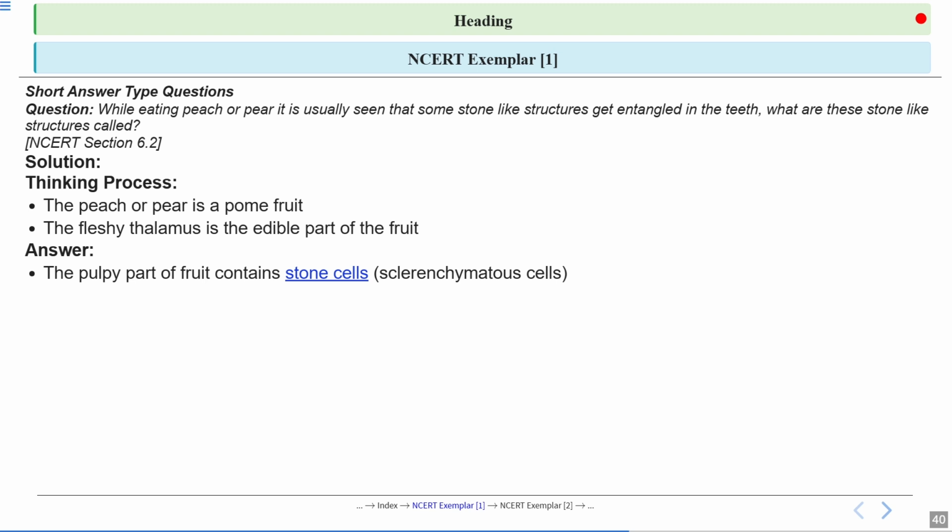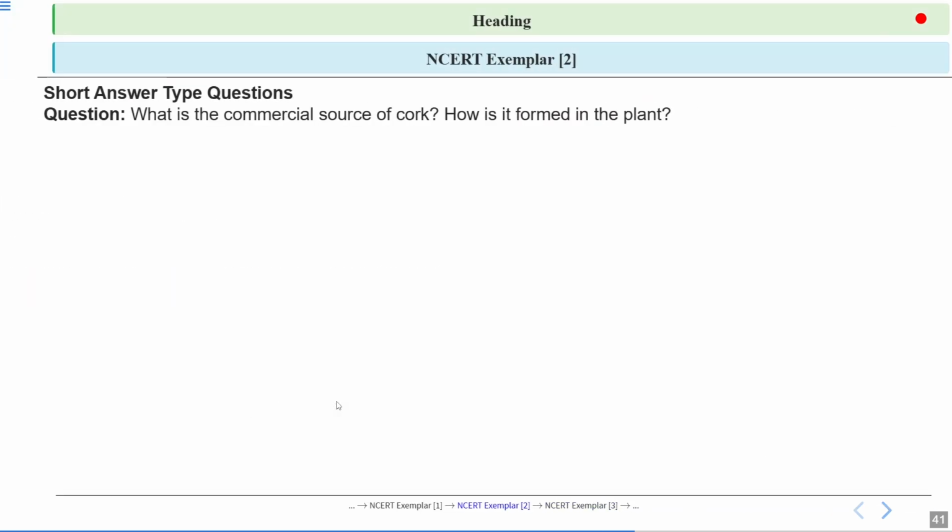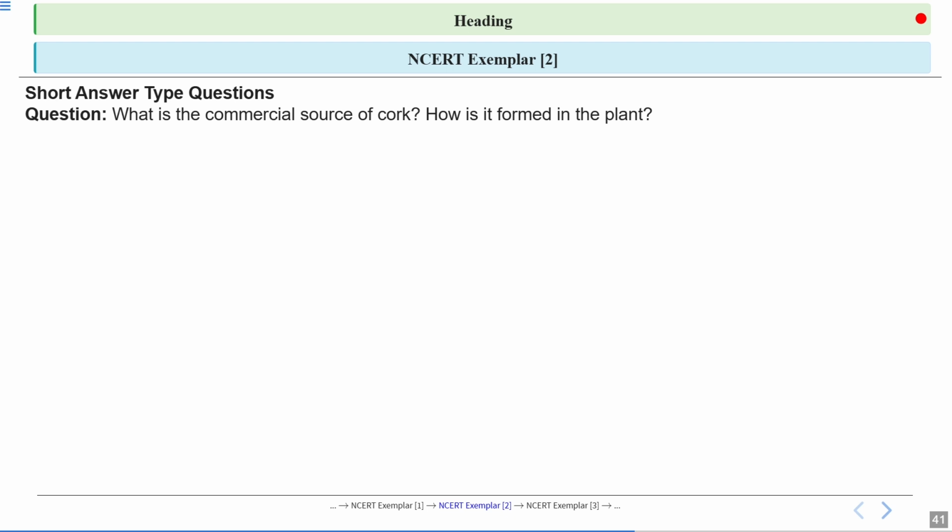They contain the stone cells made up of sclerenchymatous cells. What is the function of this? They provide mechanical support to the soft tissue. So here you can see, this is the pear pulp. This is the pear and this is the pulp region, right? And this figure shows the stone cells that are gritty. Next question. What is the commercial source of cork and how is it formed in the plant?